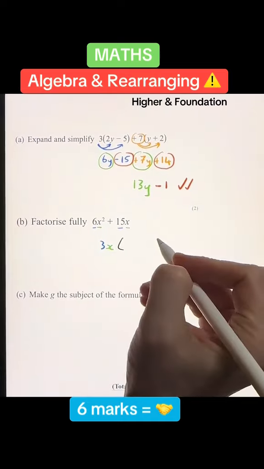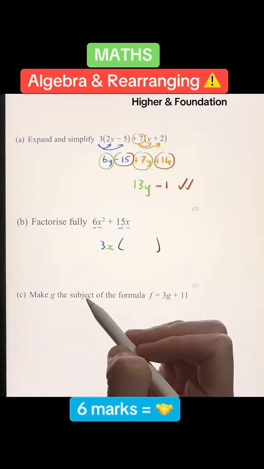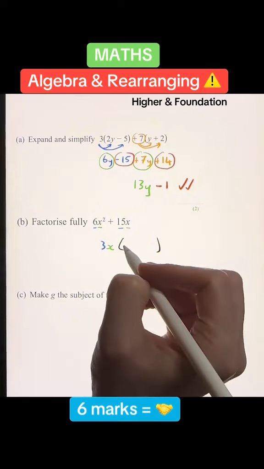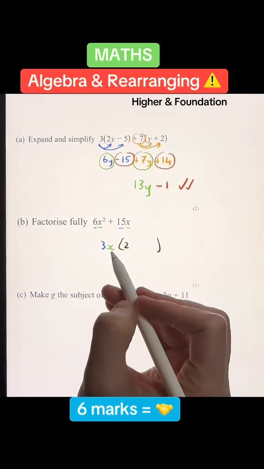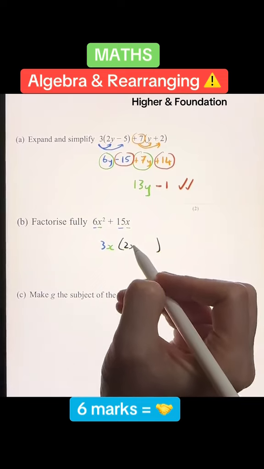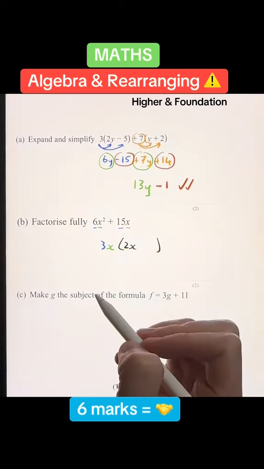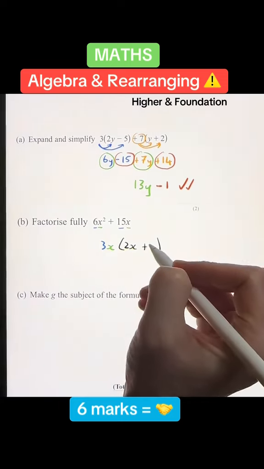I now open my single bracket. What do I times 3x to get back to 6x squared? Well, 3 times what gives us 6? Well, 3 times 2 gives 6. What do I times x to get back to x squared? We're missing single x. Now, what do I times 3x to get back to 15x? I'm just missing plus 5.